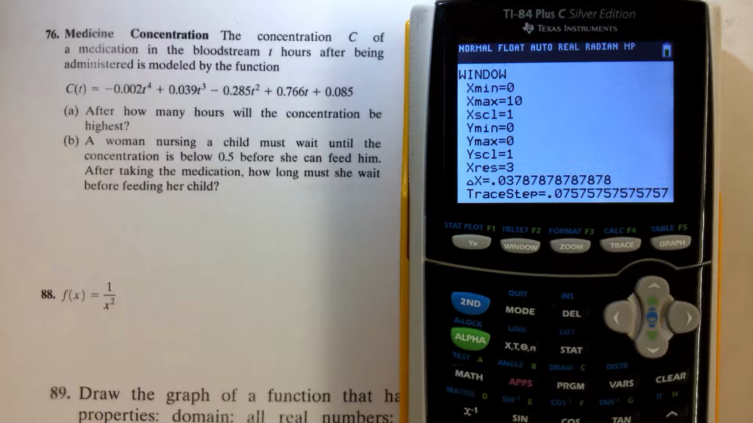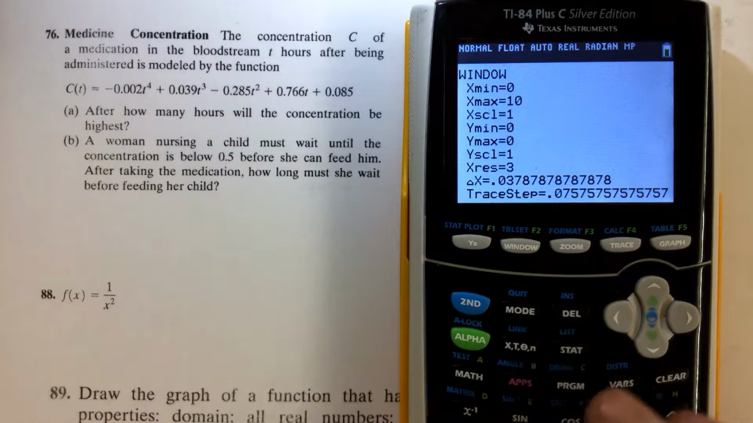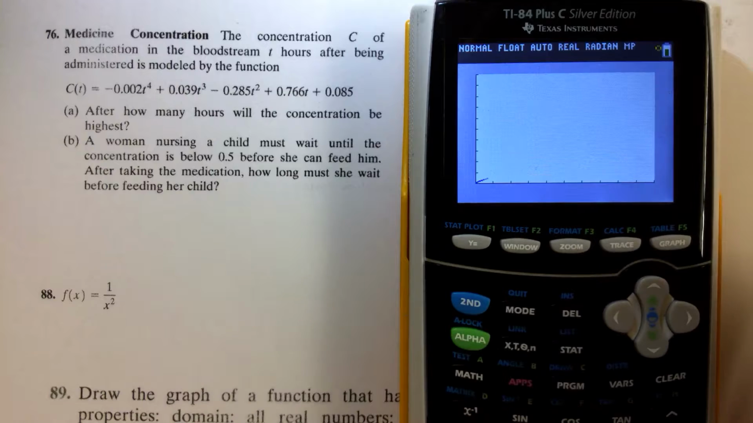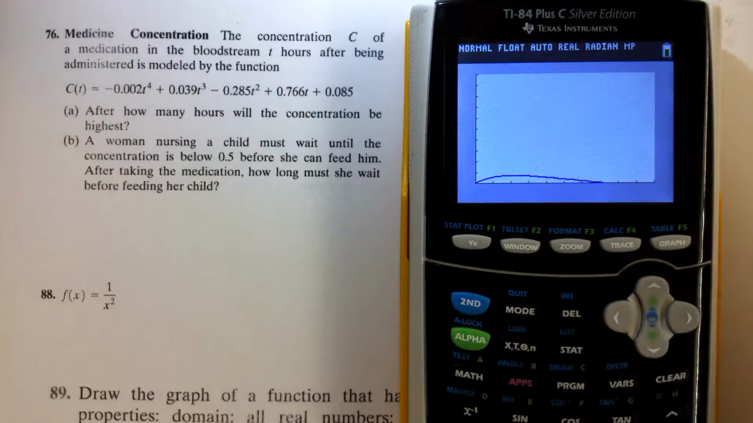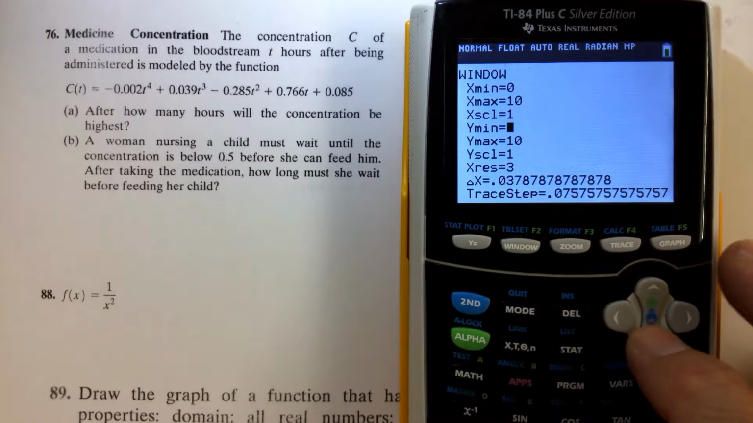And we don't know what these numbers are going to bring us. And so the concentration of a medication, I'm curious about what this is going to look like. So I'm going to choose 10 to start with, and let's see what happens there. So, all right. And so we could see we don't need to go up to 10, and we can go even up to just 2.